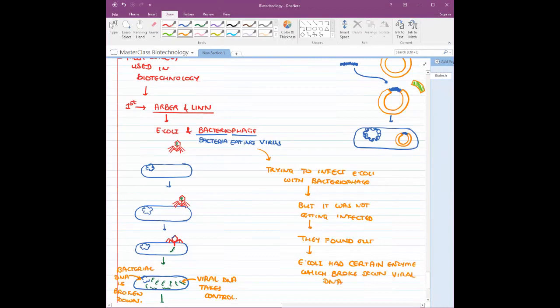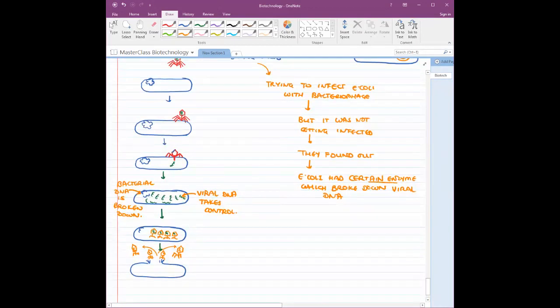And now, guys, that certain enzyme which was breaking down the viral DNA, what is this? This is nothing but your restriction endonuclease. Okay, so let's try to see what happened in their experiment. The left-hand side is the normal thing, what they were trying to do. You had the bacteria, the E. coli. E. coli has its own DNA. On top of that, they tried to infect it. The moment they infected it, in the next case, the viral DNA was entering into your E. coli.